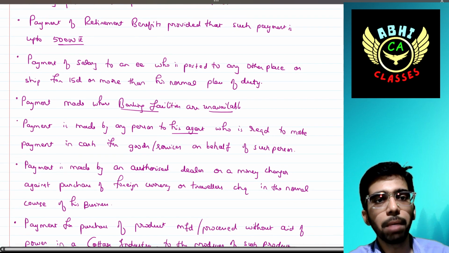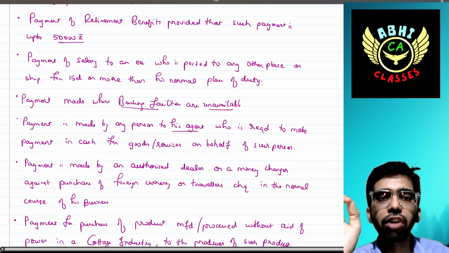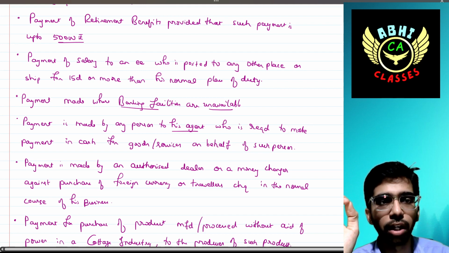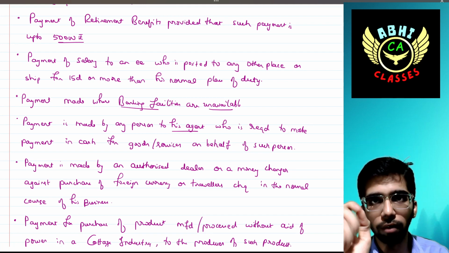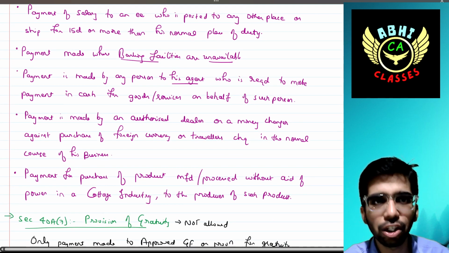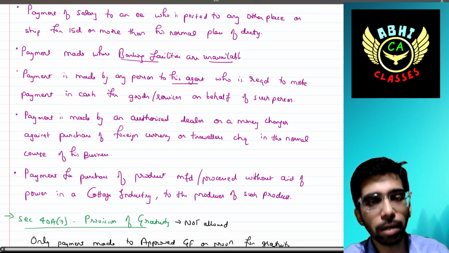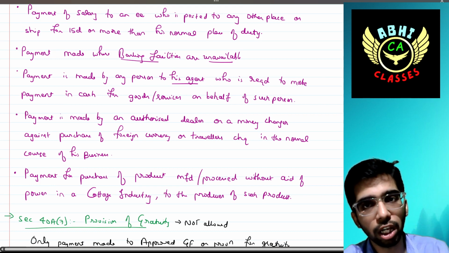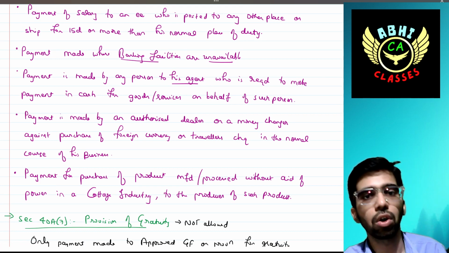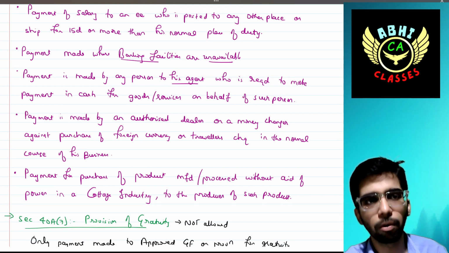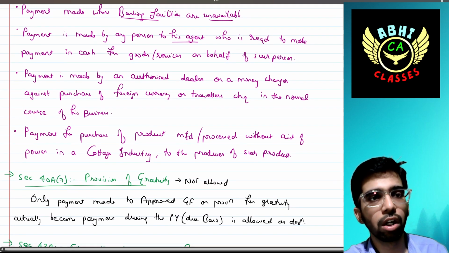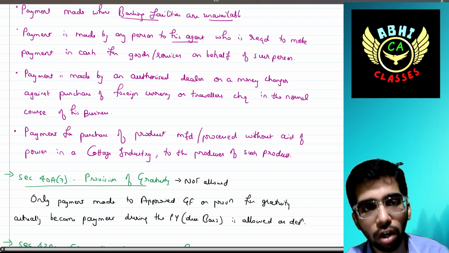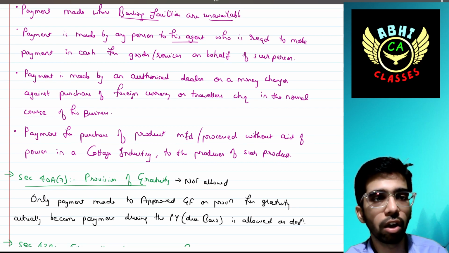Then payment made where banking facilities are unavailable. If the payment is made where banking facilities are unavailable, it is understandable. Then payment made by any person to his agent who is further required to make the payment in cash for goods on behalf of such person. Not so important. Payment made to an authorized dealer or a money changer against the purchase of foreign currency or traveller's cheque in the normal course of business.